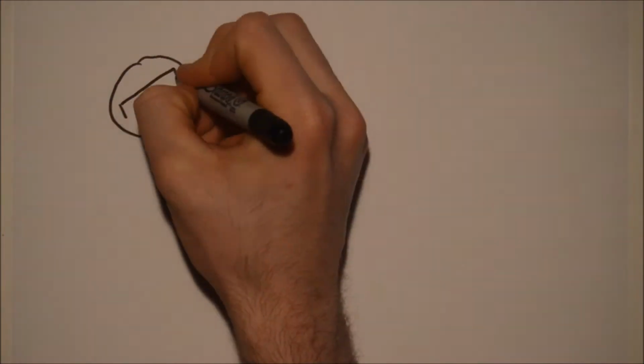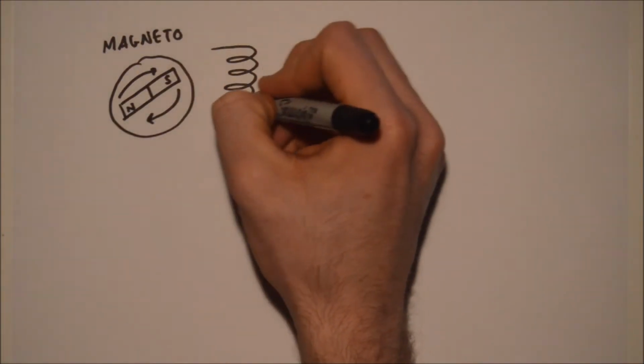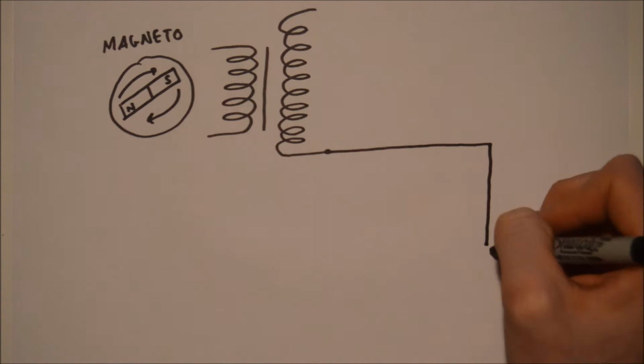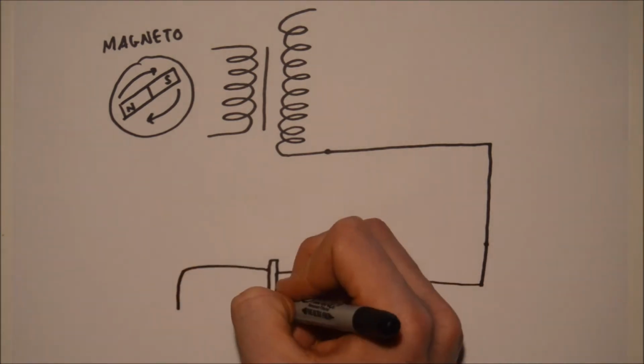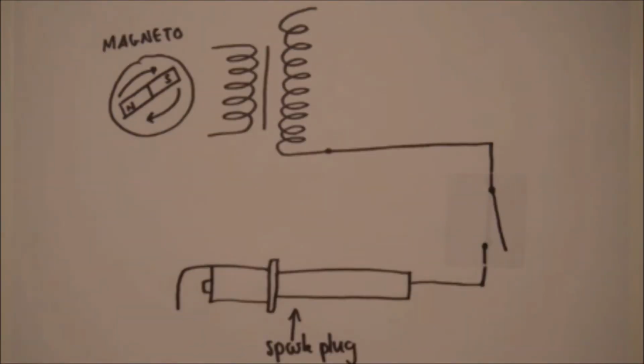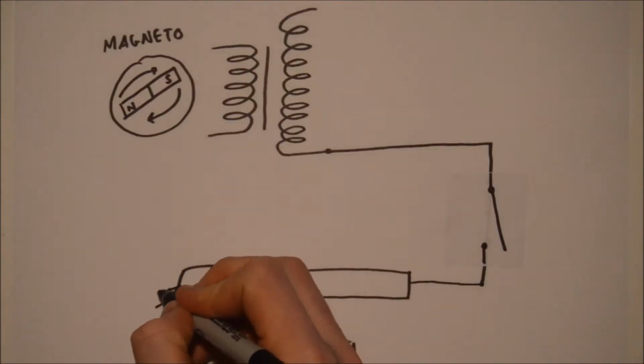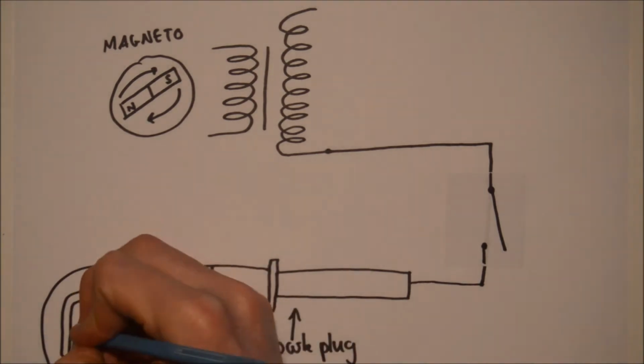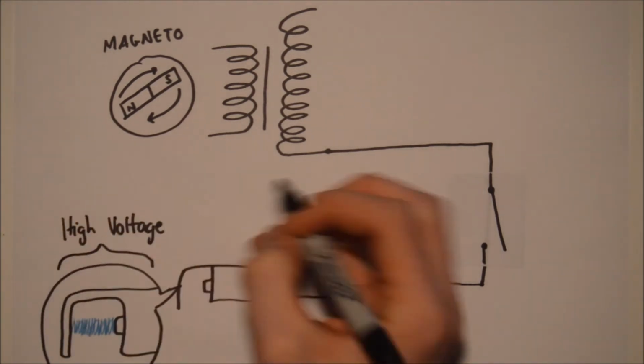In aircraft, a device known as a magneto generates a high voltage. Magnetos contain a rotating magnet, which generates a current in a fixed coil of wire. This current is then broken rapidly, causing its magnetic field to collapse and a large voltage to be produced. The large voltage causes a spark to jump across a spark plug, igniting the fuel.